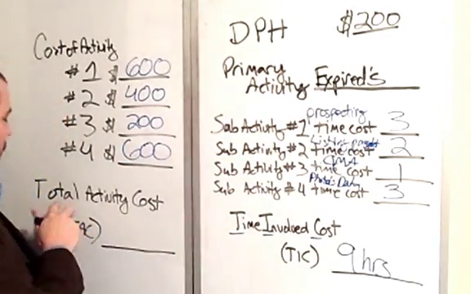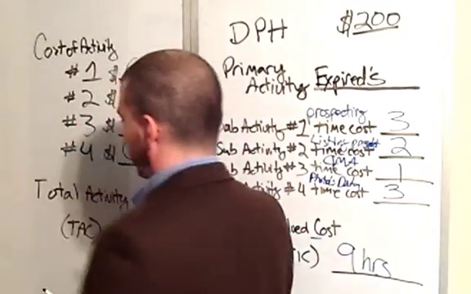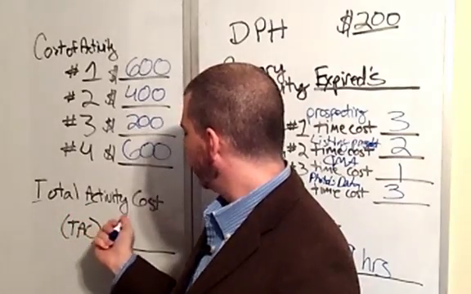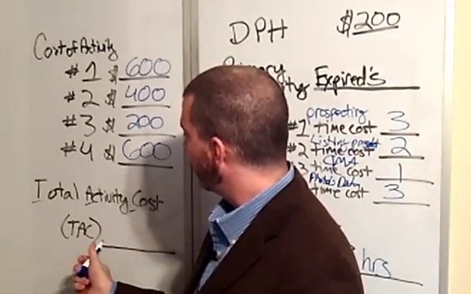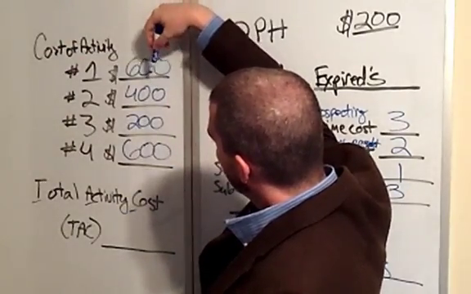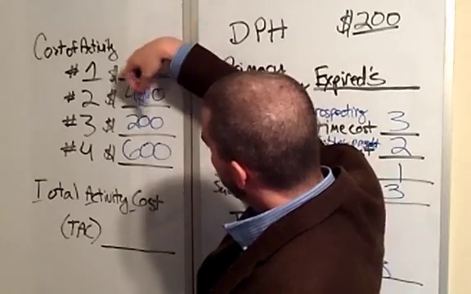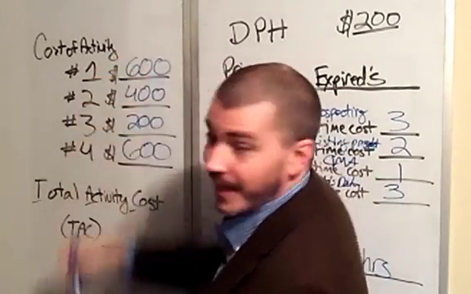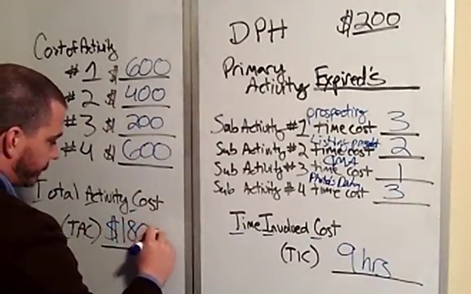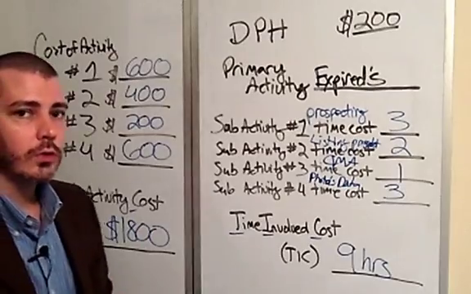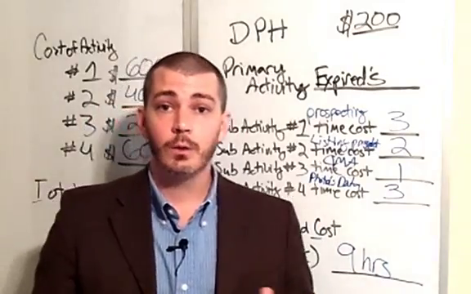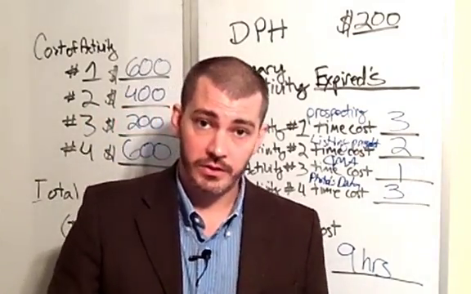So your total, the TIC stands for, let me jump over here. Your TIC stands for your total activity cost. That's your TIC, all right? And so your TIC here is $600, $200, $600, $1,800, all right? So the total cost to take an expired listing would be $1,800 in this scenario.